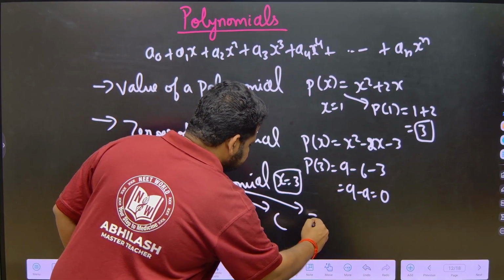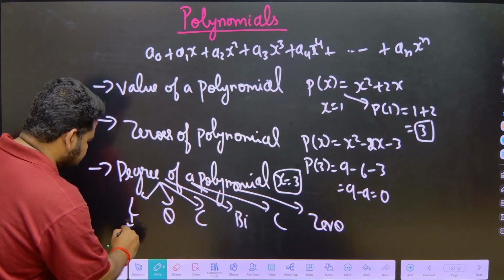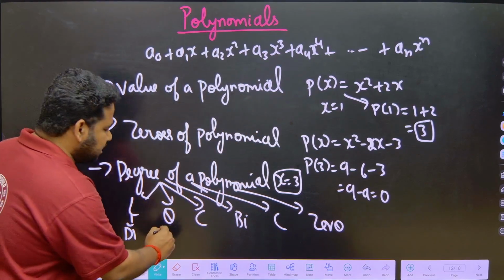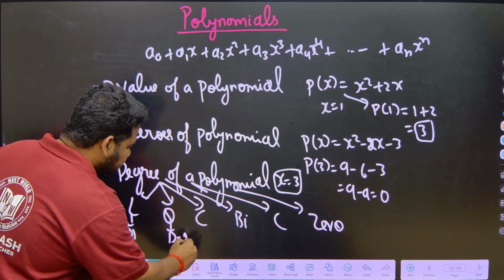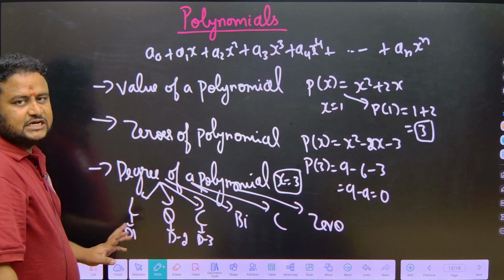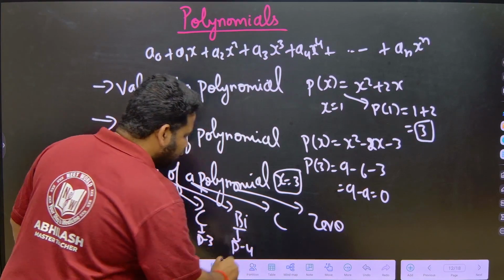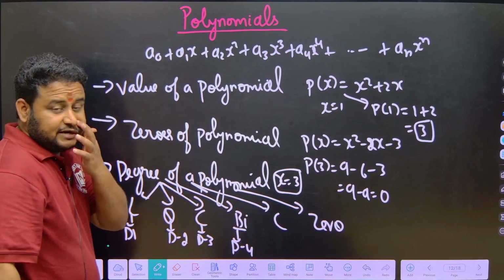Then we learned what a zero polynomial is. Linear polynomial, where degree is equal to 1. Quadratic polynomial, where degree is equal to 2. Cubic polynomial, where degree is equal to 3. Degree means the value of the highest power of the variable. And biquadratic polynomial, where degree is equal to 4. And constant polynomial, where degree is equal to 0.